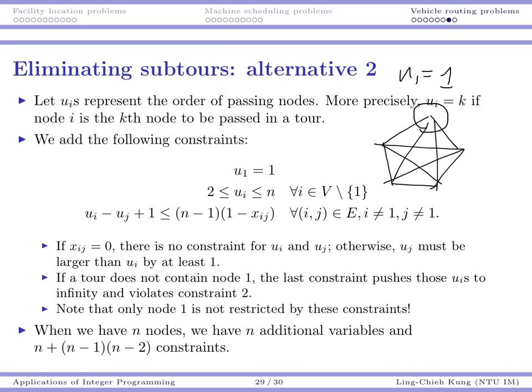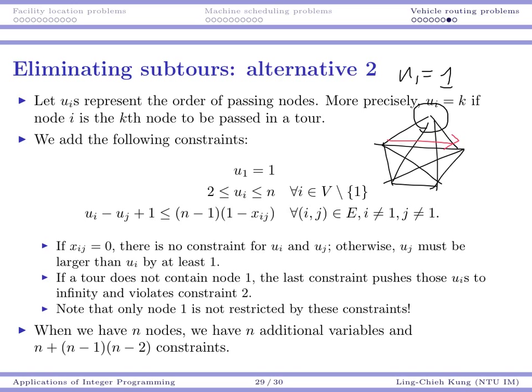So why do we need that? We need that because once we select one arc like here, then uj should be larger than ui by at least 1 unit. Why do I say at least?